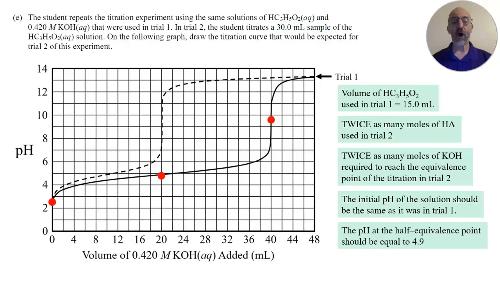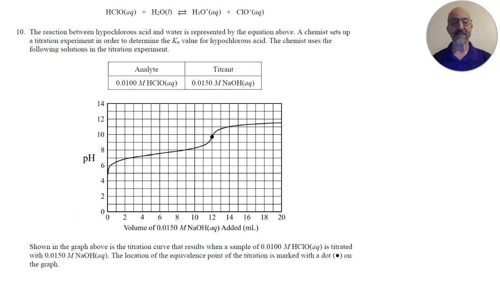All right, well, hopefully all of the answers to question 9 make sense to you. And now we have one more question in this packet. So this is question 10. In question 10, it says the following. The reaction between hypochlorous acid and water is represented by the equation above. A chemist sets up a titration experiment in order to determine the Ka value for hypochlorous acid.